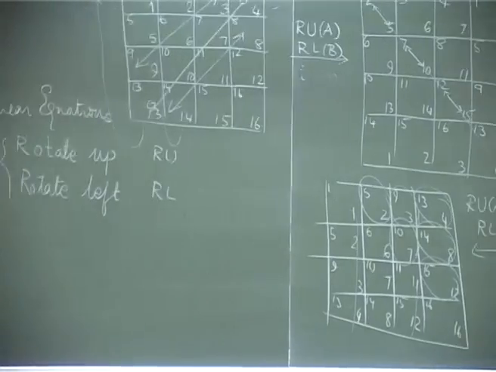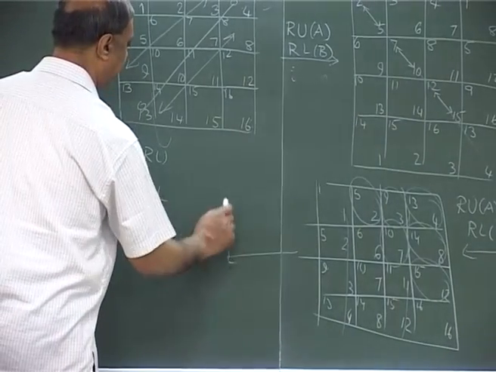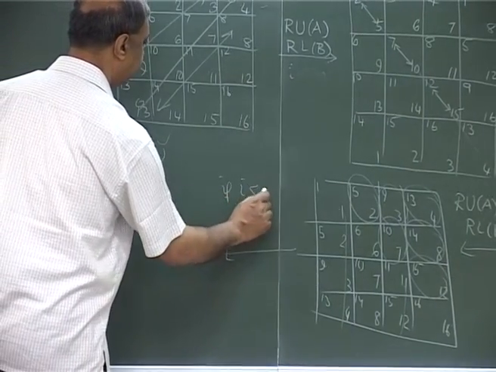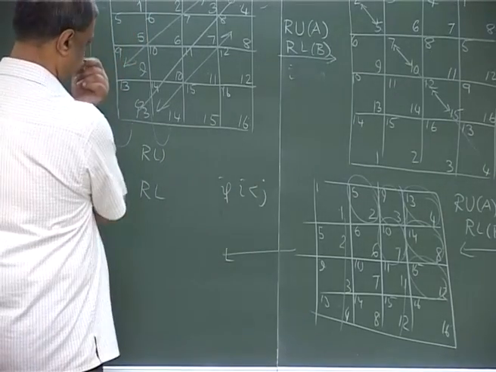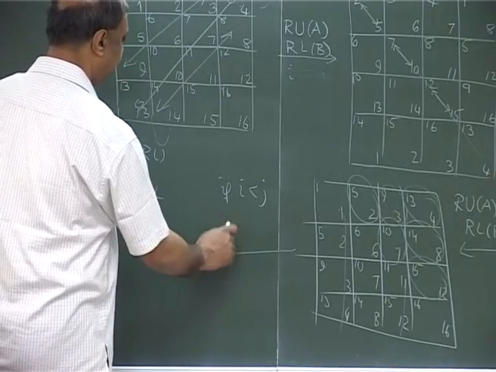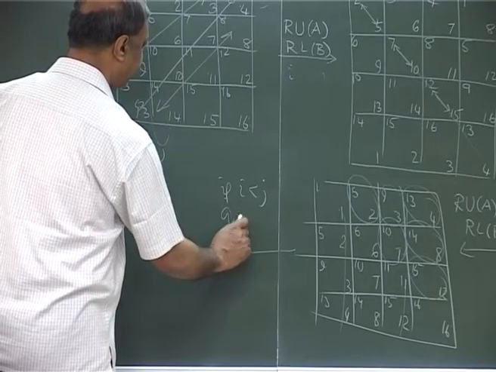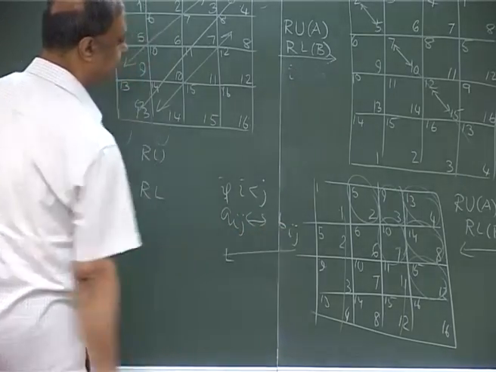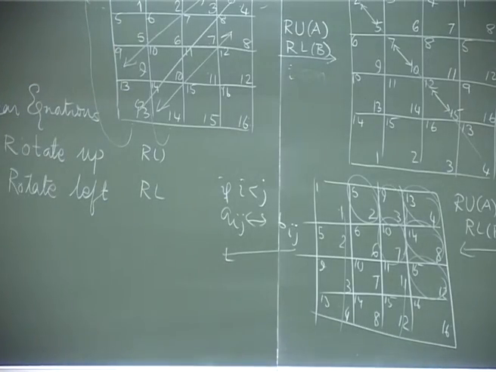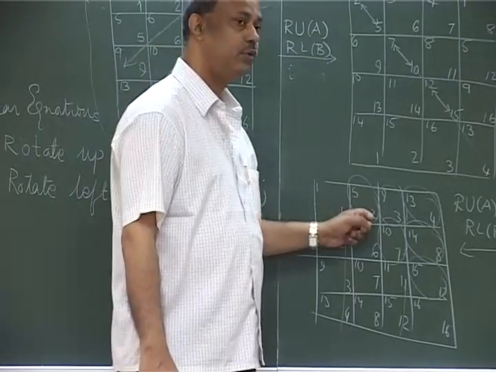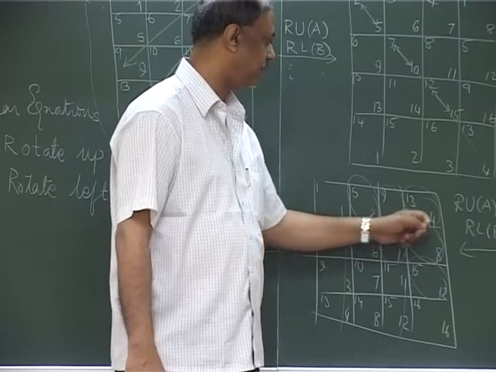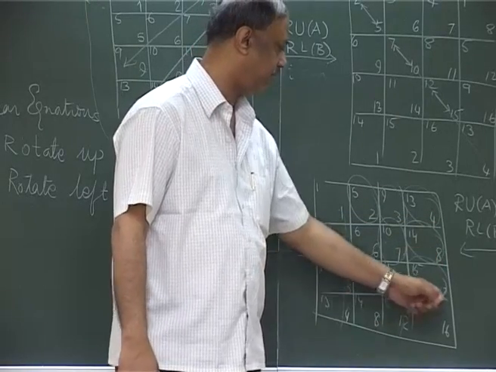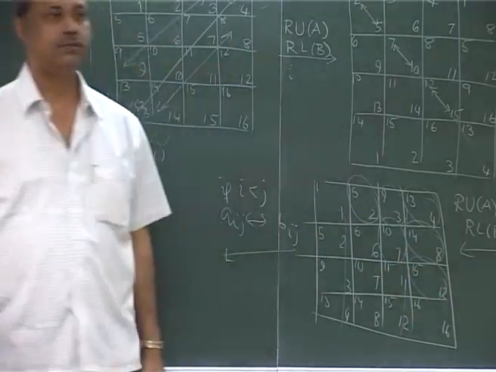And this can be done easily if I is less than j, AIJ is interchanged with BIJ. Just interchange 2 with 5, so 5 will come here, 9 will come here, 13 will come here, 14 will come here, 15 will come here, and so on.